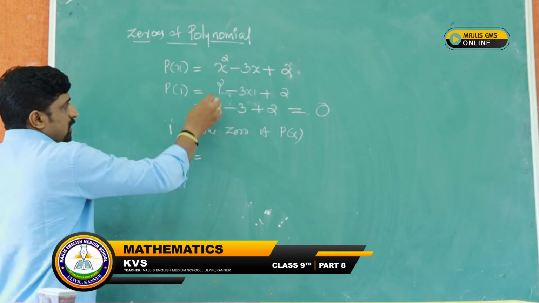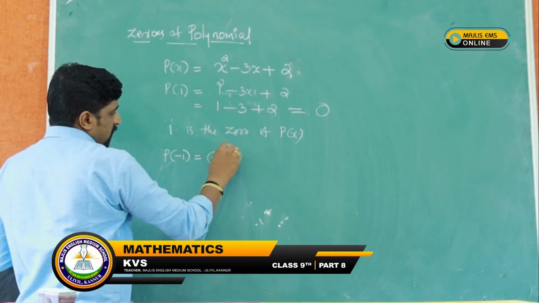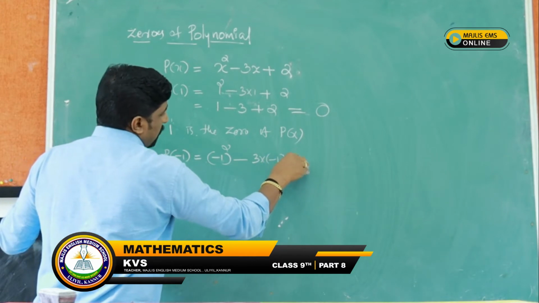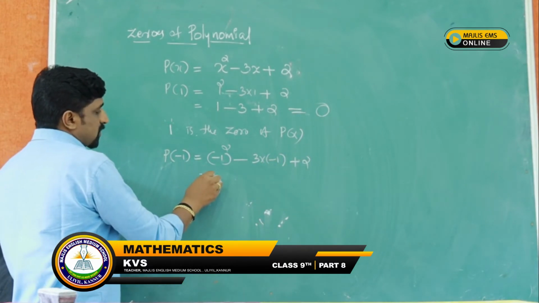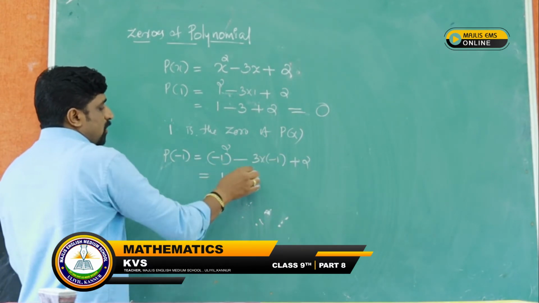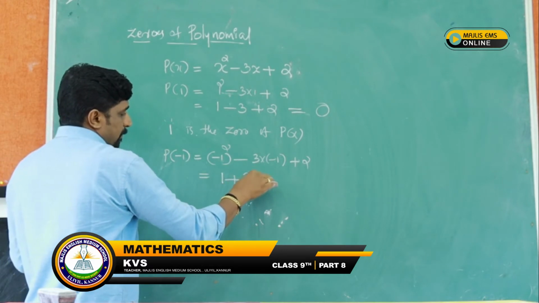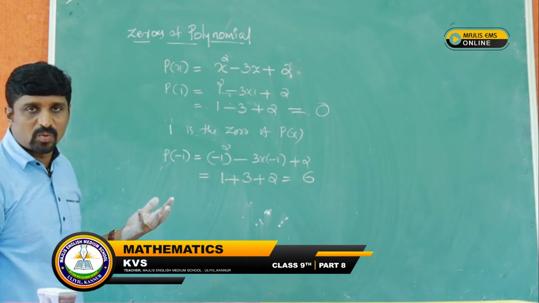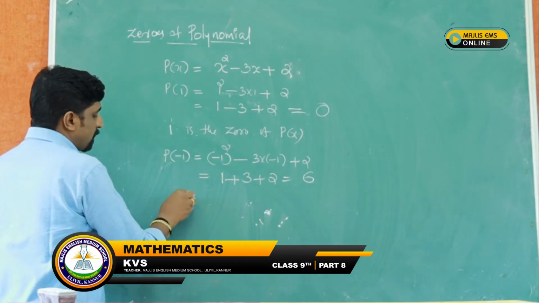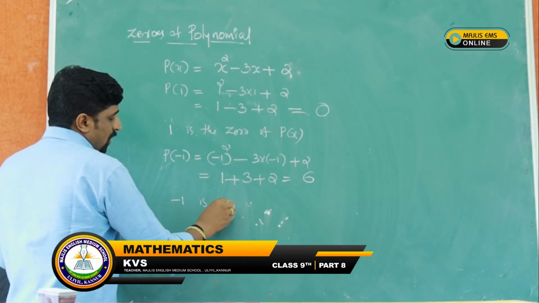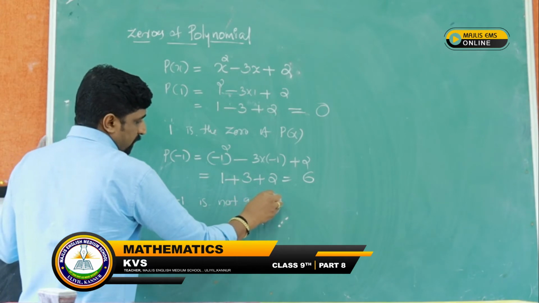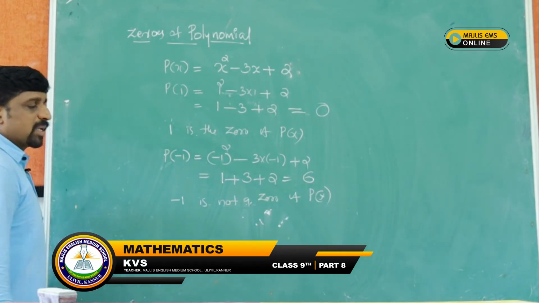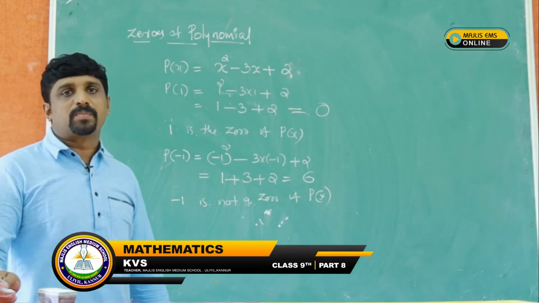P of minus 1. Substitute here: minus 1 square minus 3 into minus 1 plus 2. Minus 1 square is 1. Minus 3 into minus 1 becomes plus 3, plus 2. That is, we got 6, not 0. Okay. Therefore we can conclude minus 1 is not a 0 of p of x.